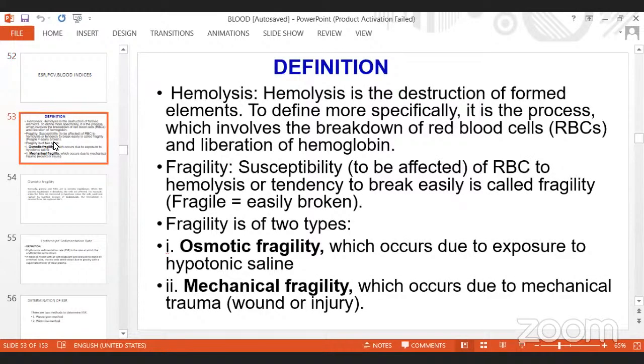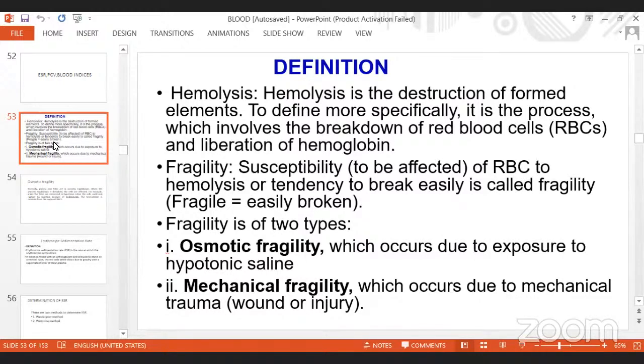So before going to the ESR and PCV, let's see what is meant by hemolysis. Hemolysis is the destruction of formed elements. Formed elements, we know, are the RBC, WBC, and platelets. So hemolysis is the destruction of formed elements. In the majority of cases, it is the breakdown of RBCs by liberating hemoglobin, and fragility is the susceptibility of RBC to hemolyze, or the tendency to break easily, known as fragility.